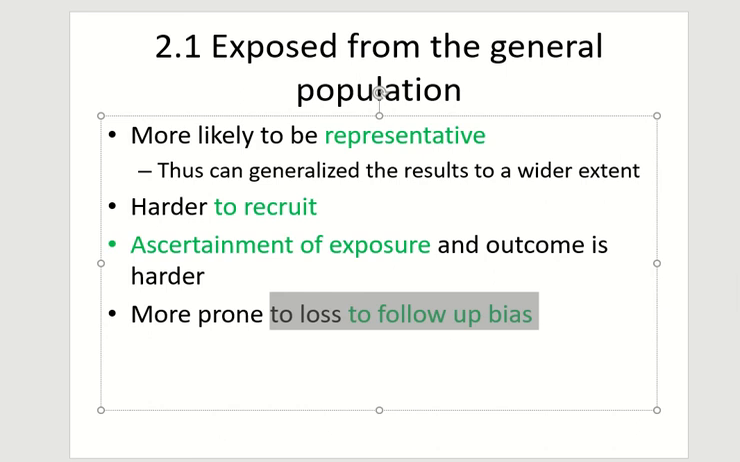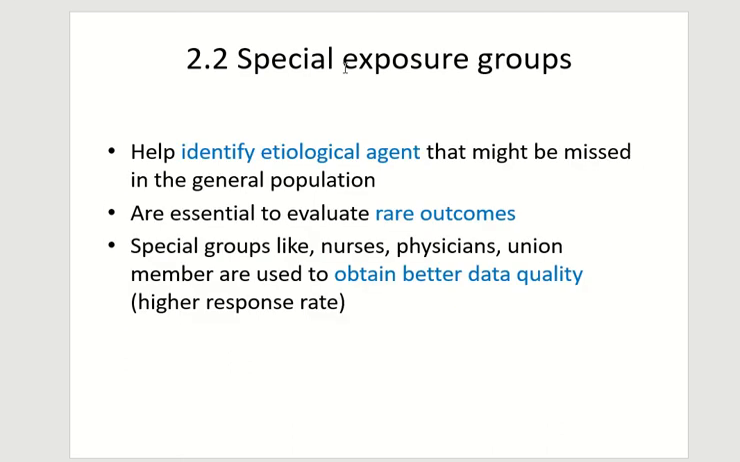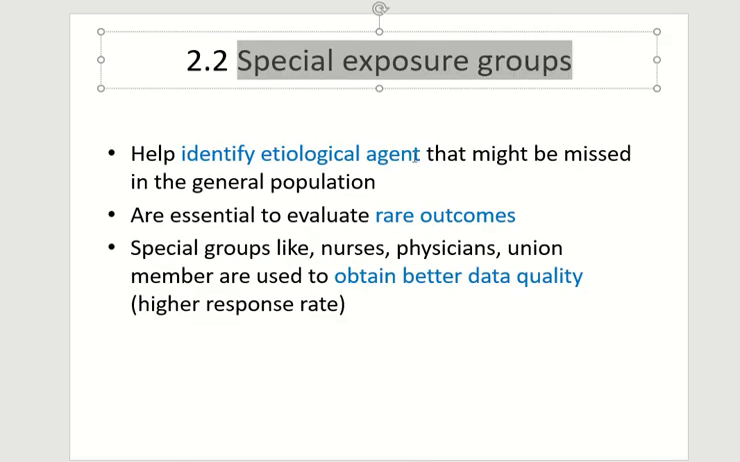So one way of getting your exposed is the general population. Another way is to go into a special exposure group. So it helps identify etiological agents that might be missed in the general population. As I told you, if you go to hepatitis C, maybe the general population is not vaccinated against that. So where would you go to find them? You have to go to a special group.